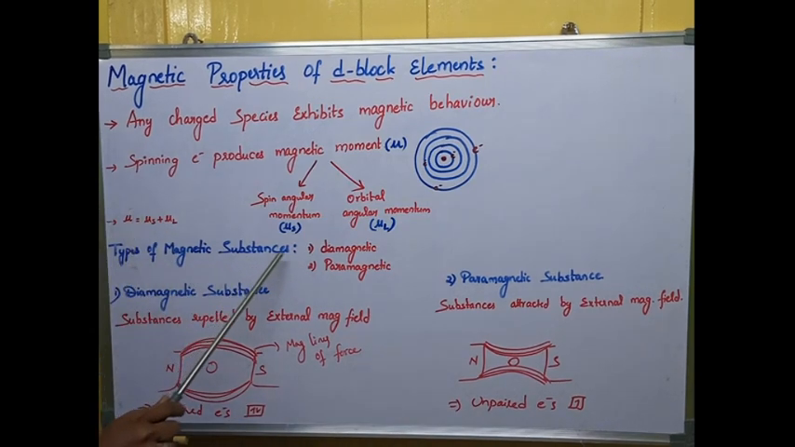Magnetic substances are divided into diamagnetic and paramagnetic substances. Coming to the diamagnetic substance, what is meant by a diamagnetic substance? Any substance repelled by the external magnetic field is called a diamagnetic substance. For example, I am keeping a diamagnetic substance in a magnetic field. Here you can see the magnetic field with north and south poles. Between these two I am keeping the substance. This is a diamagnetic substance, meaning it is repelling the external magnetic lines of force. That means these lines of force are anti-parallel to the substance.